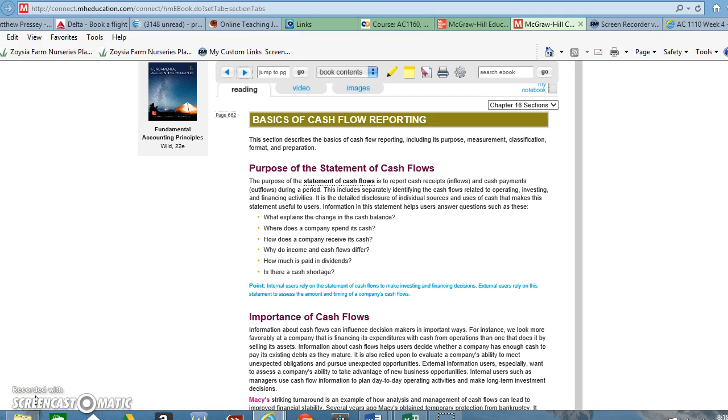This week we are studying Chapter 16, which is dealing with the cash flow statement. The cash flow statement is basically the statement that shows all the cash receipts and the cash payments that a company or entity makes during the reporting period.